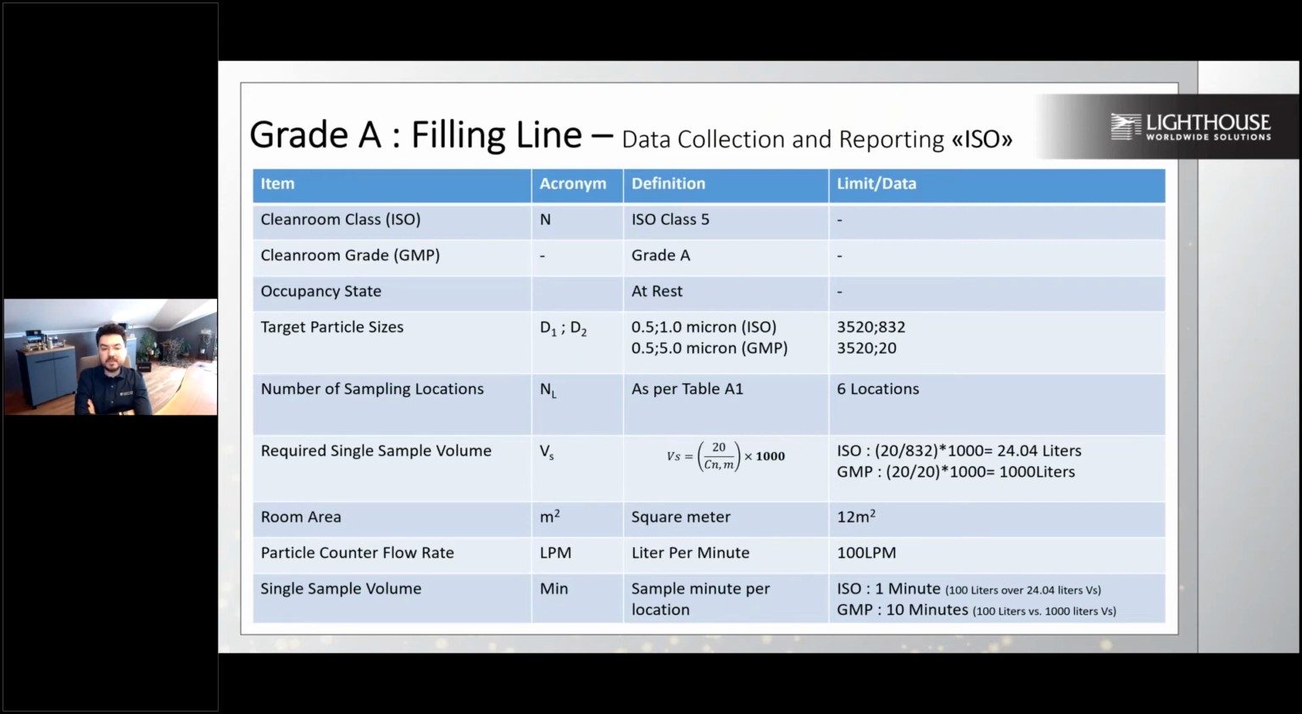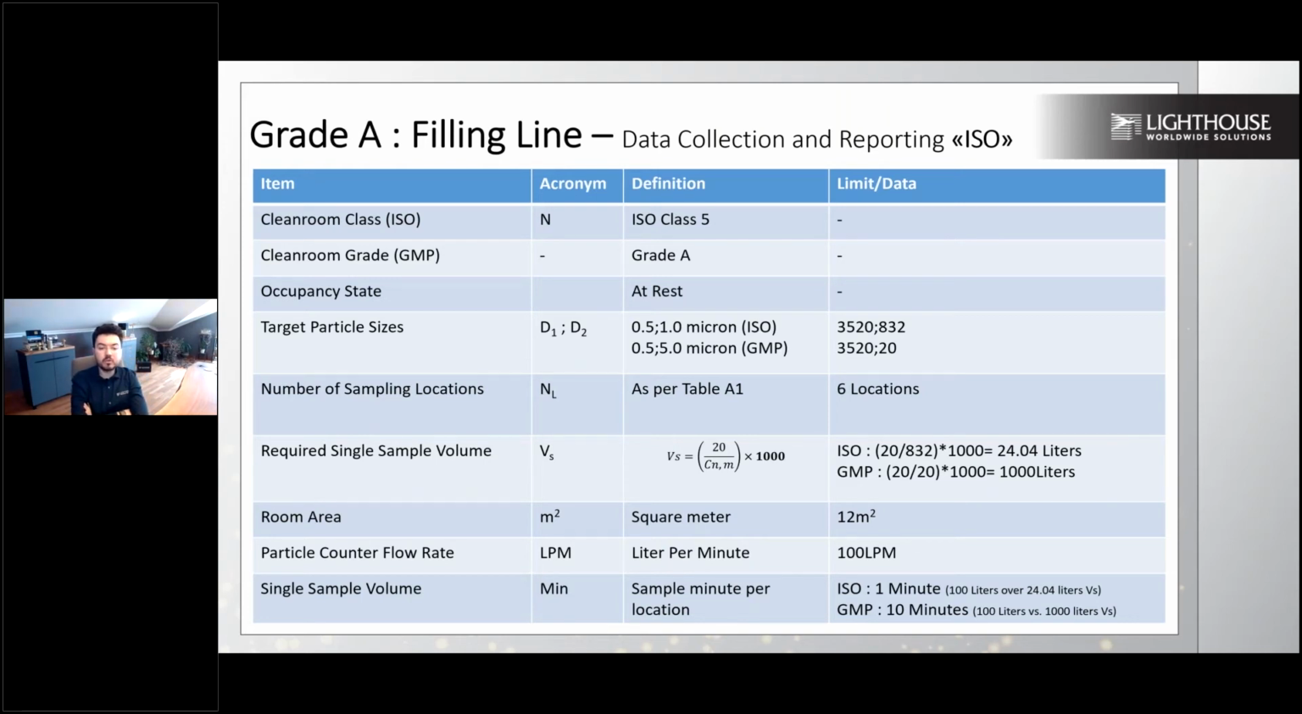Again, GMP requires 0.5 and 5 micron. If I were you, other than being certified for ISO or GMP, I would collect 0.5, 1, and 5 micron together. So one data set can serve for two. And even if I'm using it for the ISO requirement, I will still watch this 5 microns. Number of sample locations based on table A1. This will be the 6 locations.